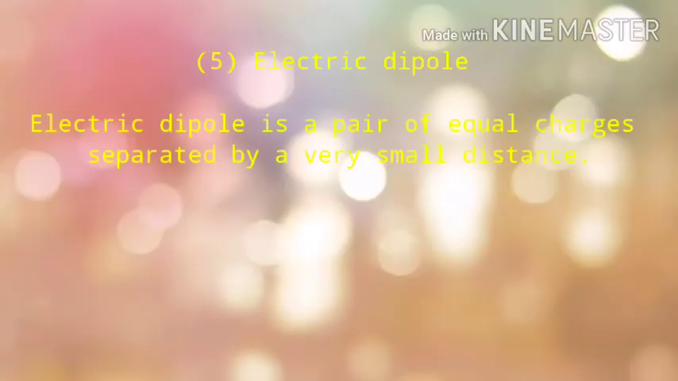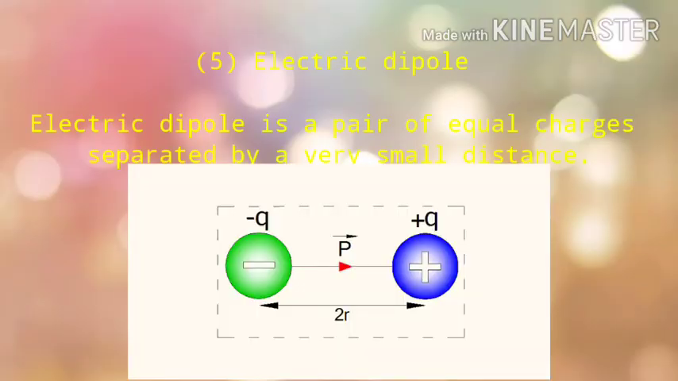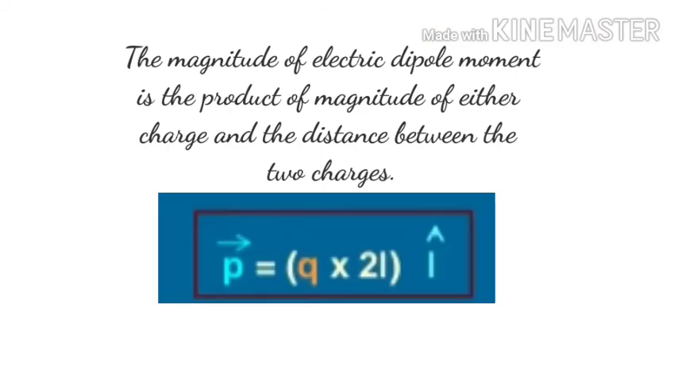Now, number 5, electric dipole. Electric dipole is a pair of equal and opposite charges separated by a very small distance. The magnitude of electric dipole moment is the product of the magnitude of either charge and the distance between the two charges. SI unit of dipole moment is coulomb meter, written as C into meter.